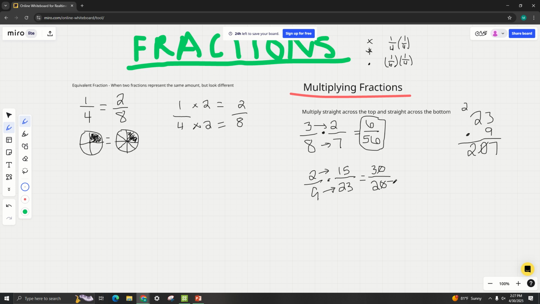And again, for the sake of keeping it simple and not bombarding you with a bunch of things all at once, we're just going to leave this as it is. That's the process for multiplying fractions. Multiply straight across the numerators and straight across the denominators. Multiply straight across the top, straight across the bottom. So yeah, that's pretty much just multiplying fractions. Now let's go ahead and get into dividing. I'll go ahead and do that right here.